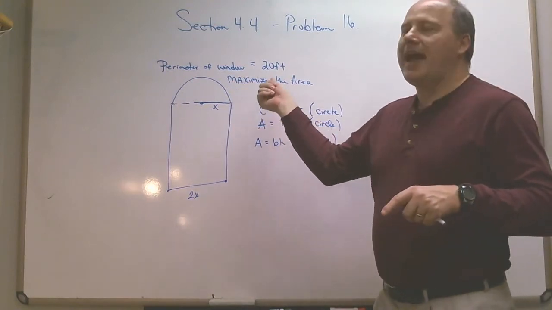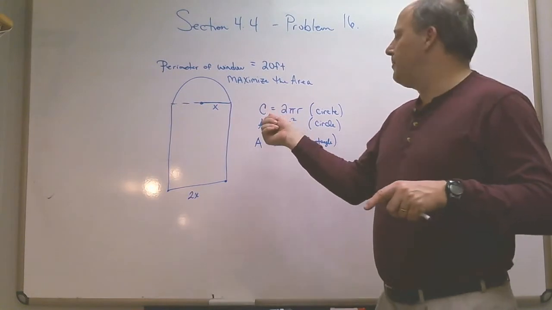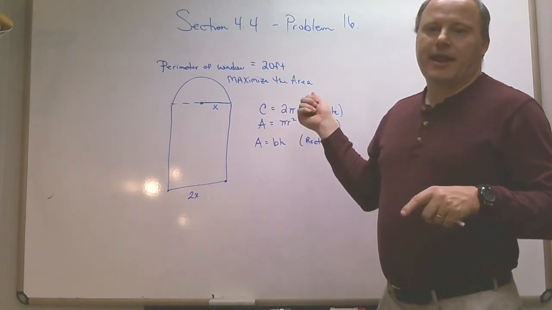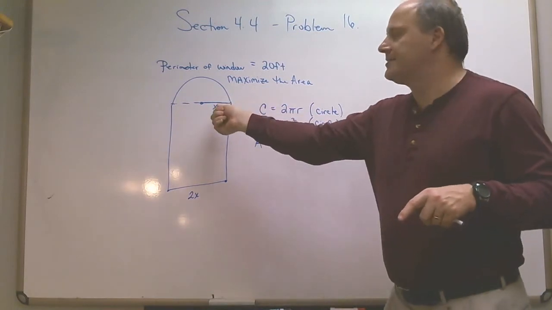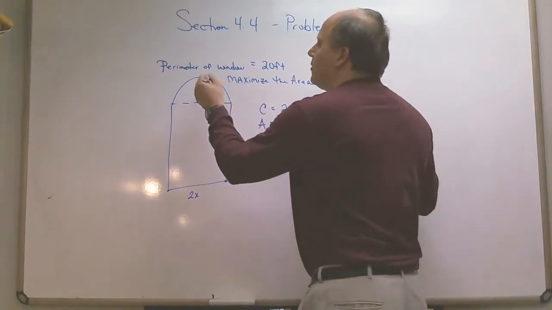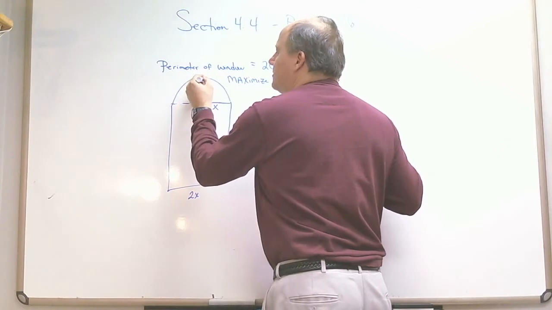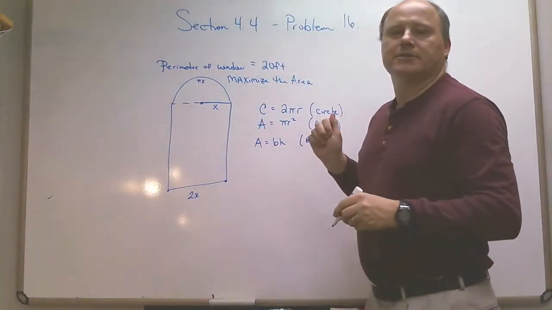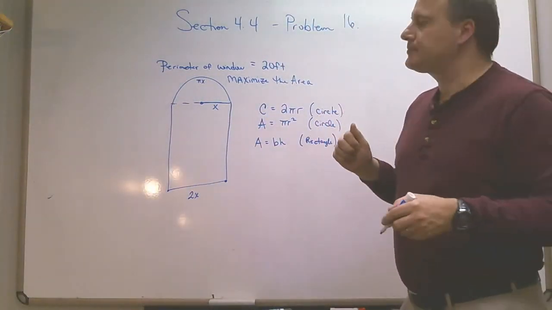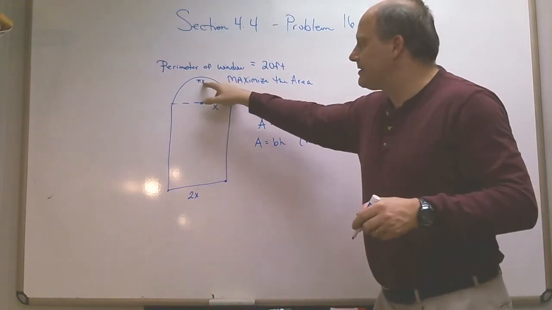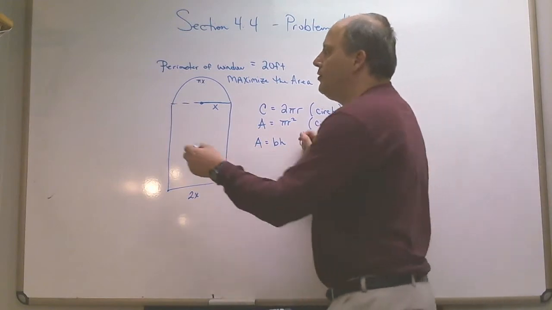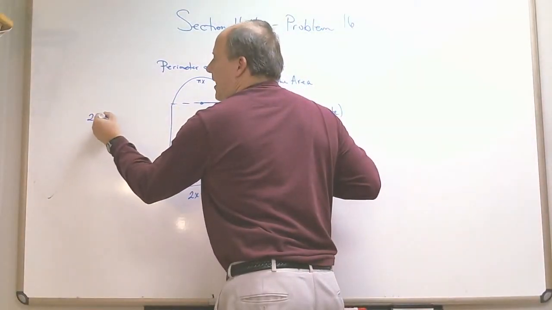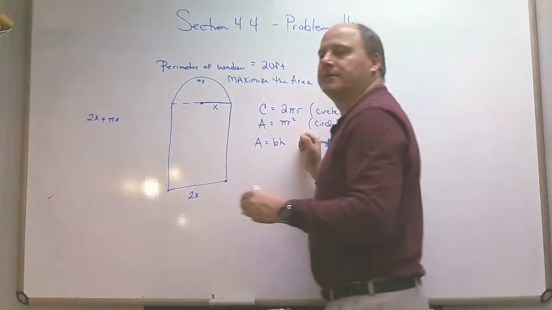The circle itself is half a circle, so the circumference is 2 pi r, but since it's only half the circle, it's going to be just pi r. In this case, the radius is x. So the distance around the semicircle is pi x instead of 2 pi x. So it's pi x there, 2x down here. So I've used up 2x and pi x of my 20.